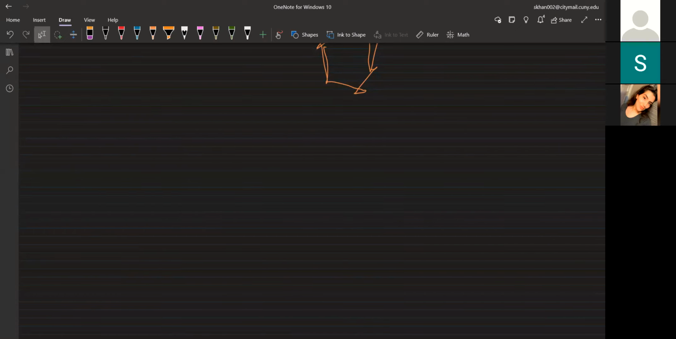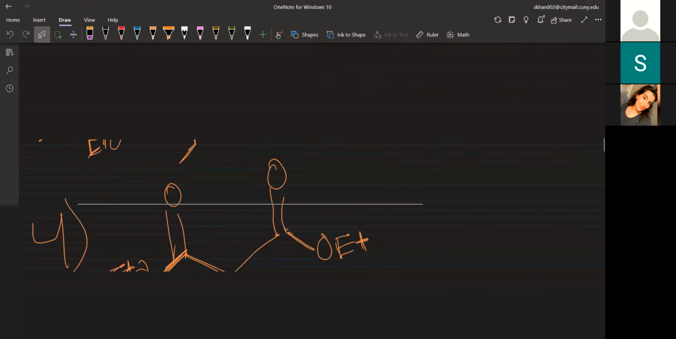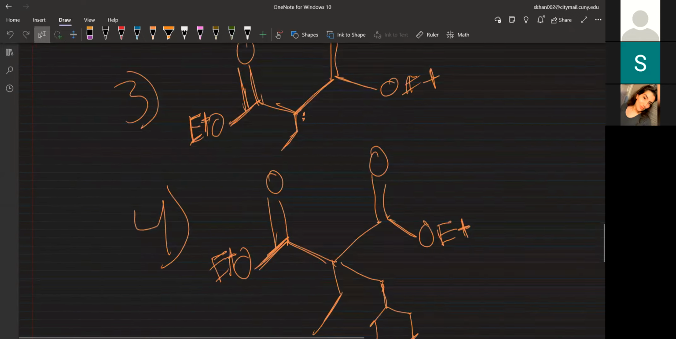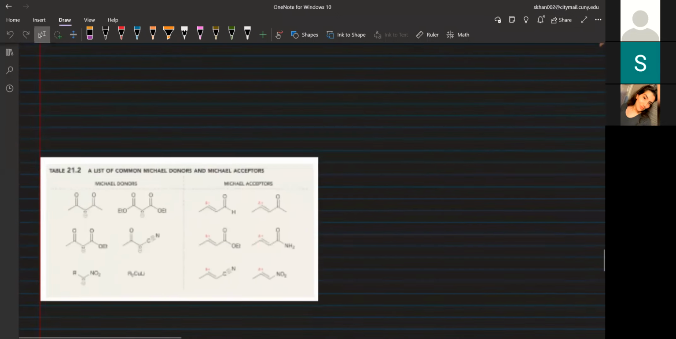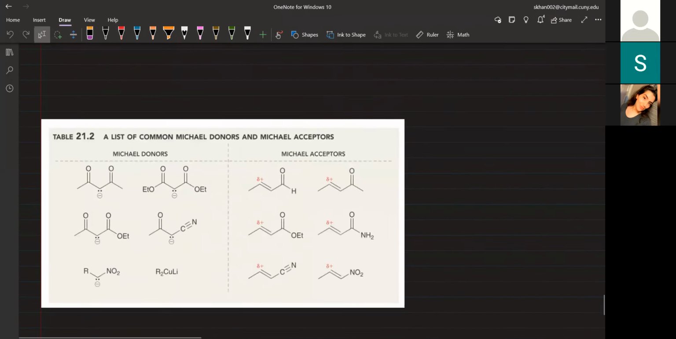So in your chapter, there's a nice little table, right? I'm just going to copy and paste it here because I want to describe the main thing with your Michael donors and acceptors. It's pretty easy to think about, right? Once again, you don't have to memorize this table, just understand what's being shown here. So these are your list of common Michael donors and acceptors, right?